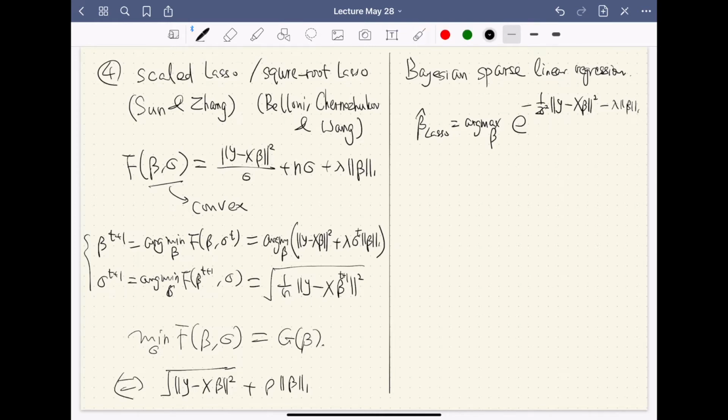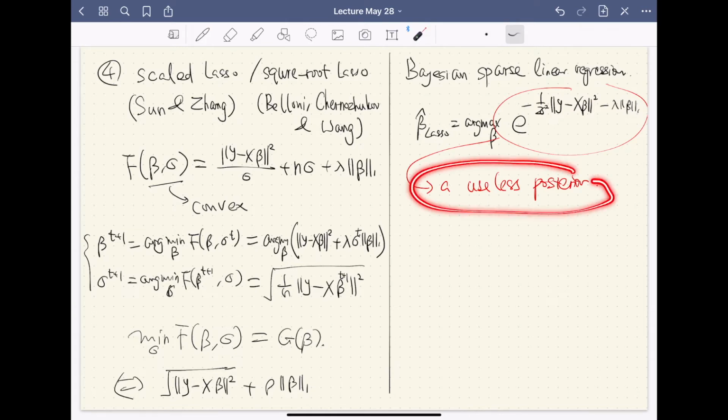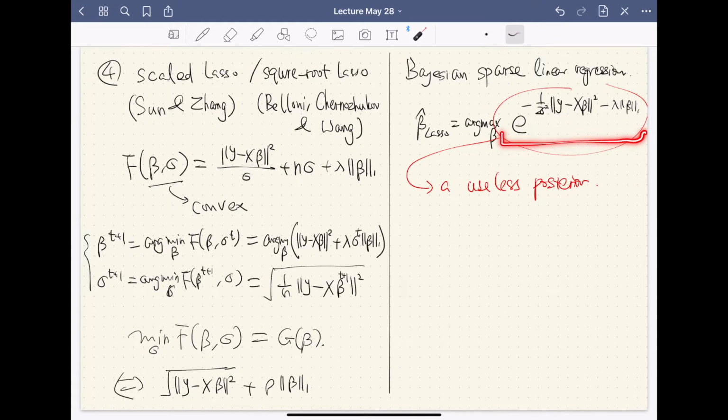However, this is not really a Bayesian method, right? This has a Bayesian interpretation. The posterior itself is not very good. I want to claim that this is a useless posterior. Okay? So the only thing that is good about the posterior is the posterior mode, which is the Lasso estimator. If you don't compute the posterior mode, for example, you apply an MCMC algorithm to sample from the posterior distribution, or if you just compute the posterior mean, then it will give you rubbish.